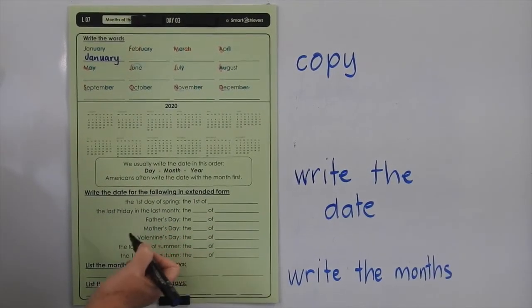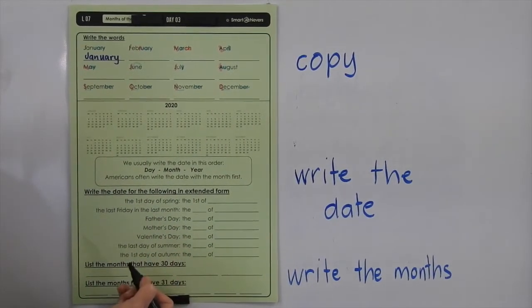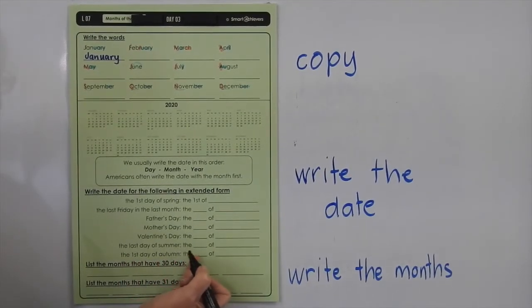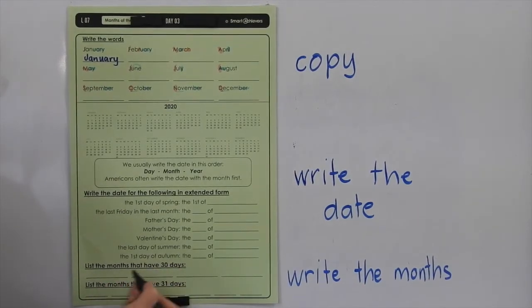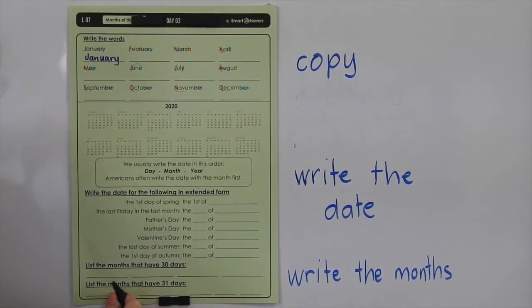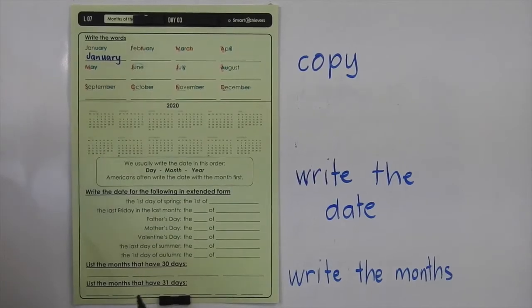Valentine's Day you might have to research. The last day of summer you might have to research, and the first day of autumn you might have to research. List the months that have 30 days here and list the months that have 31 days here.